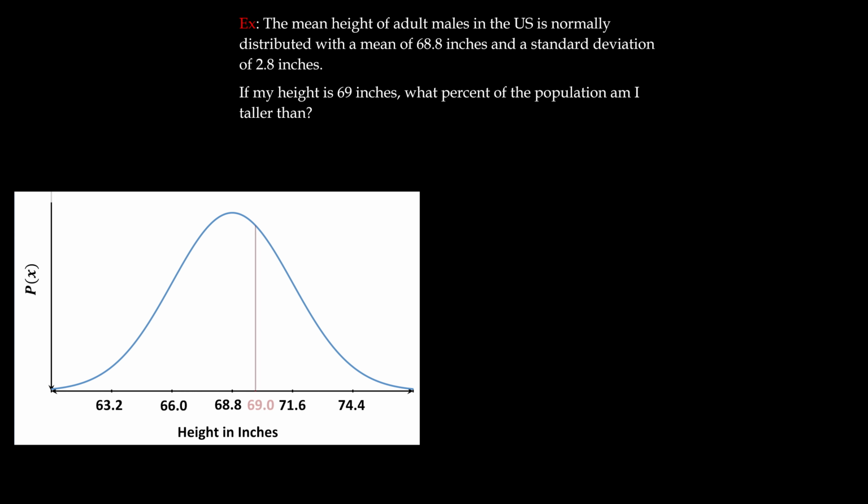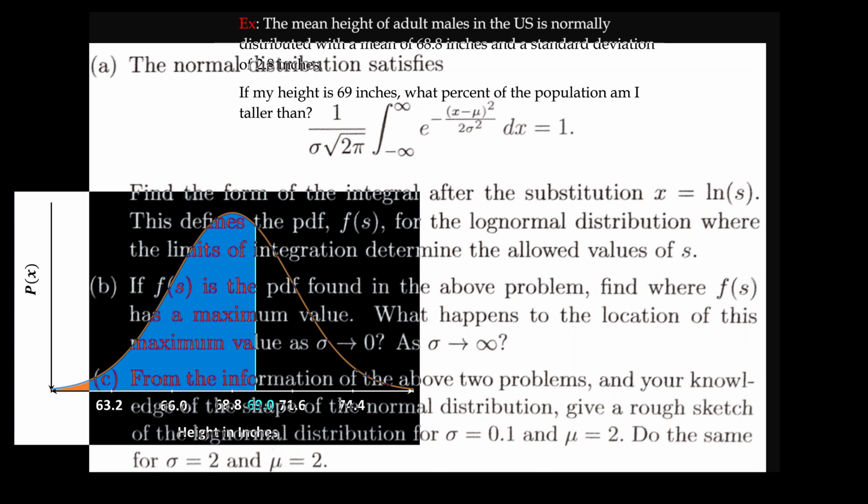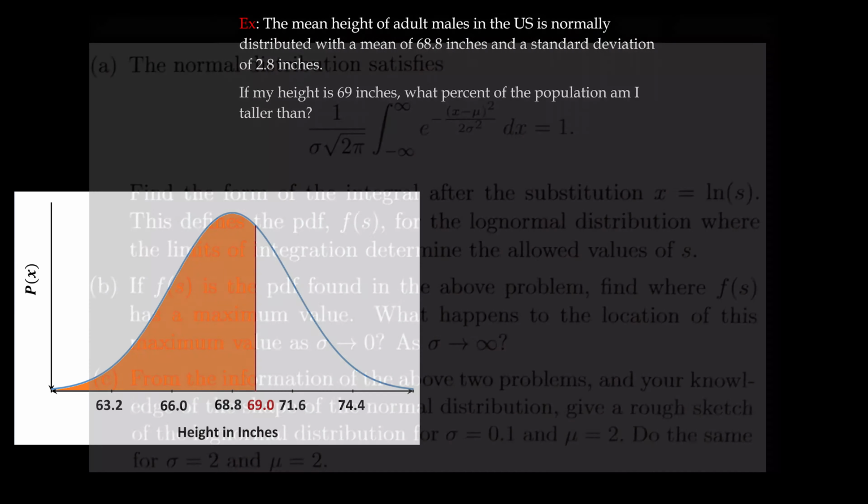My height is about 69 inches. Then what percentage of the population am I taller than? This is the portion of the population I'm taller than. In order to find what percentage of the population this is, I must take the area of the shaded region and divide it by the total area under the curve. In order to do this, we must use integral calculus. However, since we haven't learned these skills yet, we must find another way.